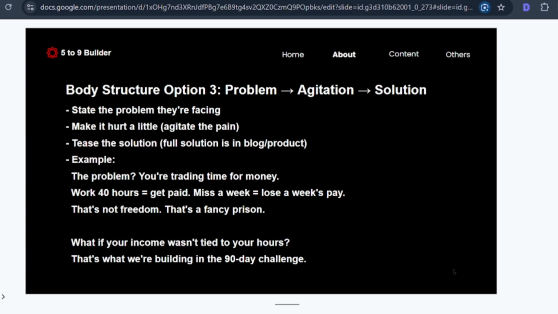Start something with what they have, something like a skill, knowledge, or experience, just like what I am doing. You understand? So that is what body structure option number 3 also works.